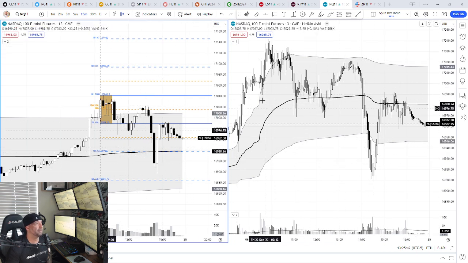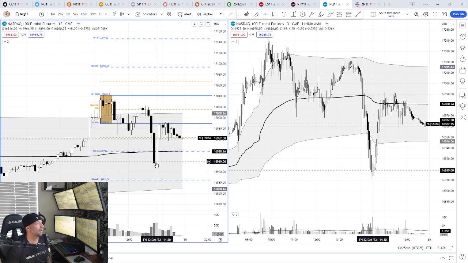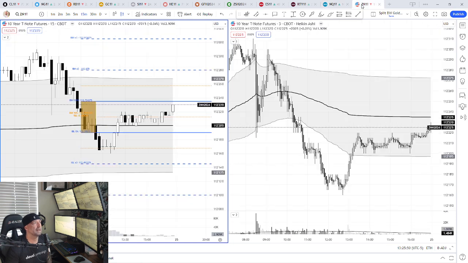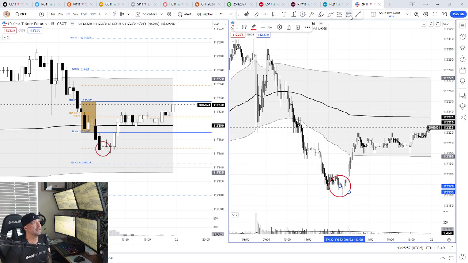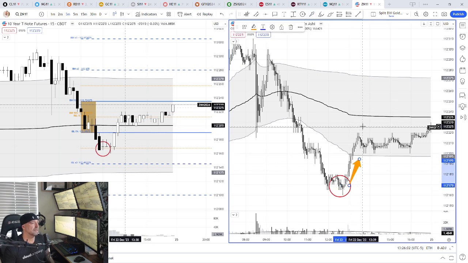NASDAQ, this was a tough one. We did go almost all the way down to 3x value, initial balance on the low side. And then bonds, we went down to 50% for a nice long. So that would have been a good area to get long bonds, this is the 5-year, back to value area low. So that's a bunch of examples, all right?